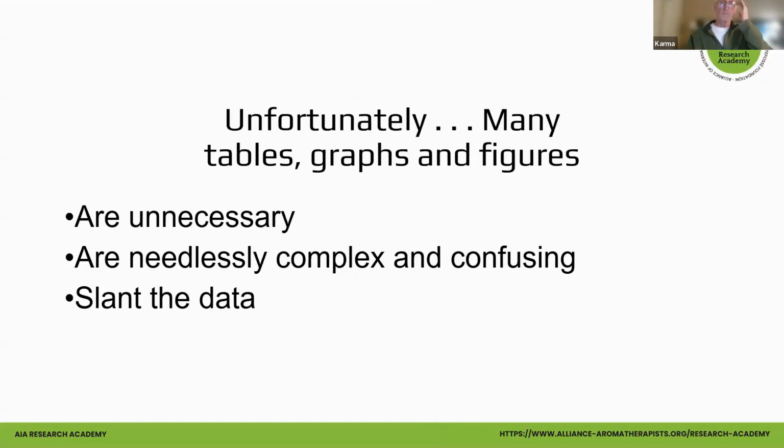Unfortunately, many tables, graphs, and figures are: one, unnecessary; two, are needlessly complex and confusing; and three, slant the data for their own purposes. So those are the three questions that we're going to ask about tables, graphs, and figures. Are they necessary or unnecessary? Are they simple or complex and confusing? Do they present data in an objective, honest way?